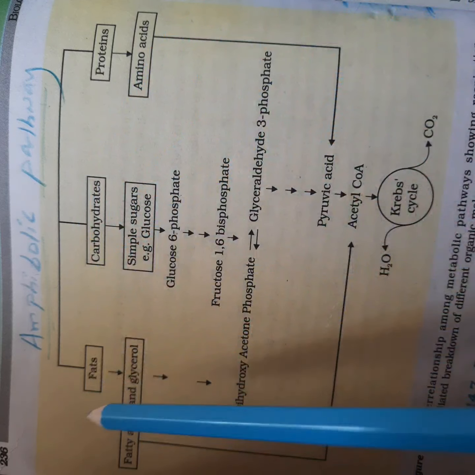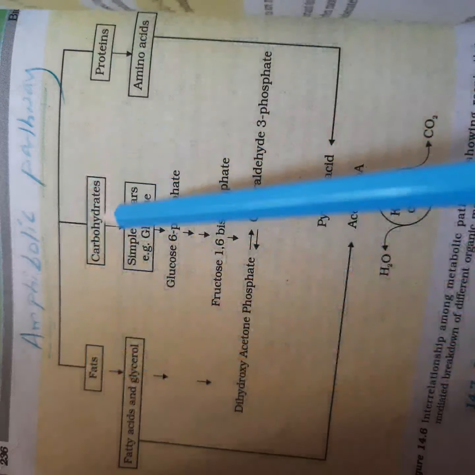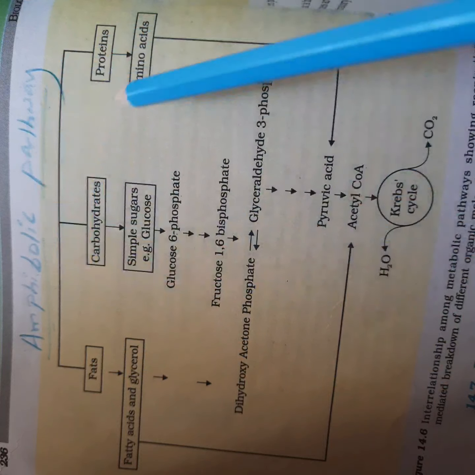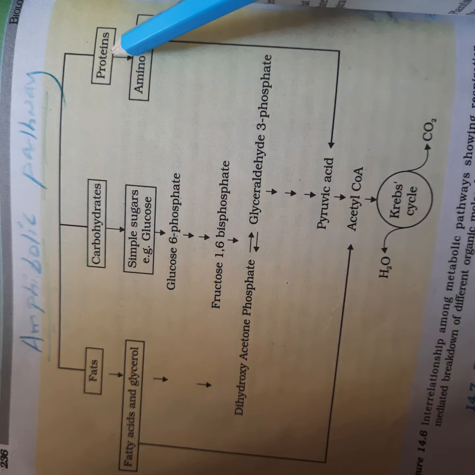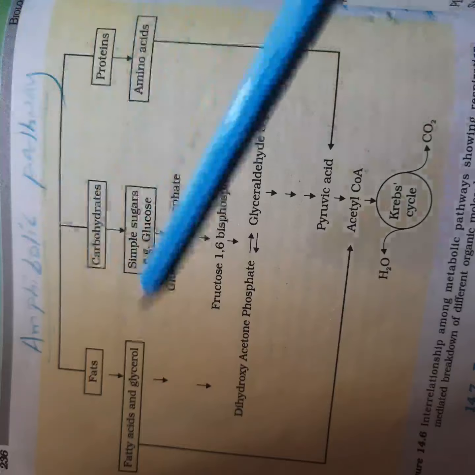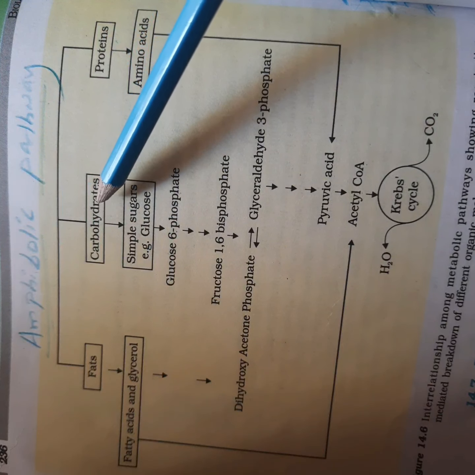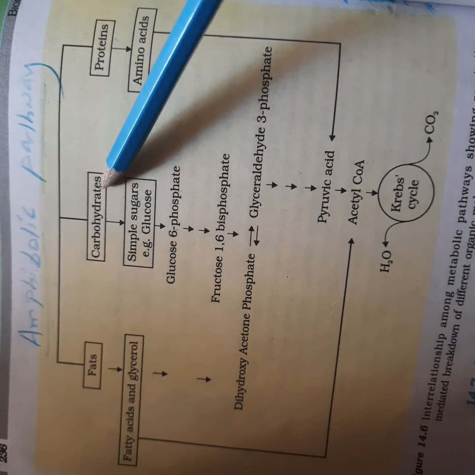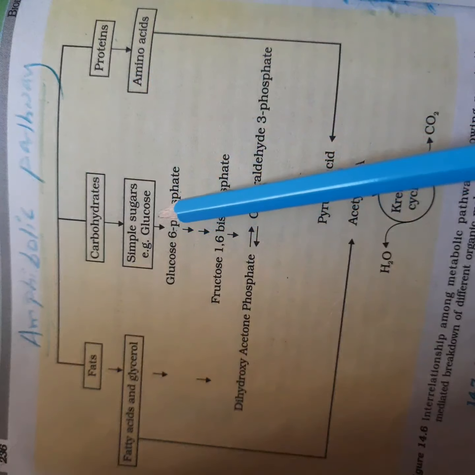Here they have given three metabolites. One is fat, another is carbohydrate, and another is proteins. All these three metabolites undergo a respiratory pathway to release energy. First, let us take an example of one metabolite that enters the respiratory pathway for release of energy. Carbohydrate directly enters the respiratory pathway in the form of glucose.